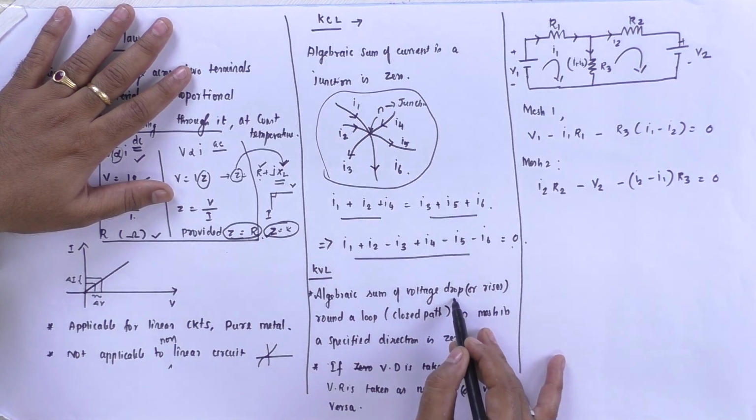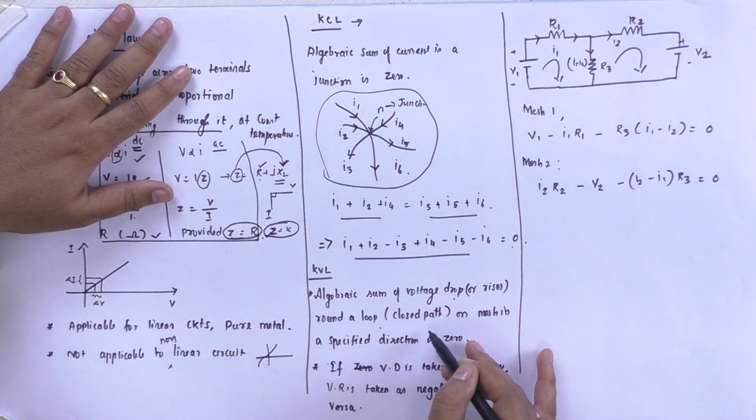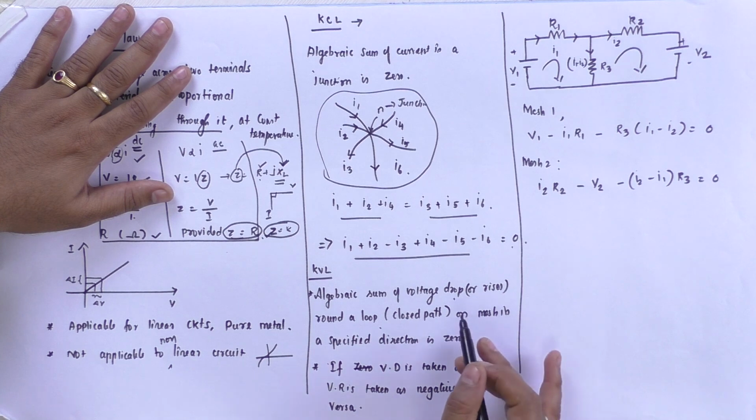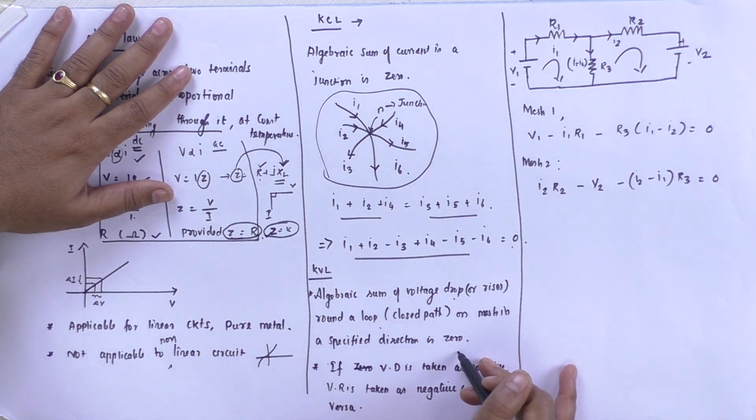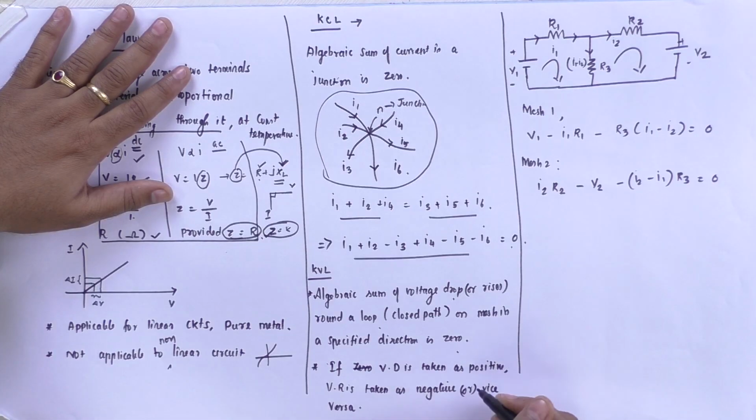What does the statement indicate? The algebraic sum of voltage drops round a loop or a closed path in a mesh circuit in a specified direction is said to be 0. So the algebraic sum of voltage drops represents either a rise in voltage or a fall in voltage. On the assumption, when there exists a rise in voltage, it is always denoted by the positive sign. When there exists a fall in voltage, it is represented by the negative sign. Based on this direction of positive and negative, the direction of current is represented, or this can be taken vice versa too.